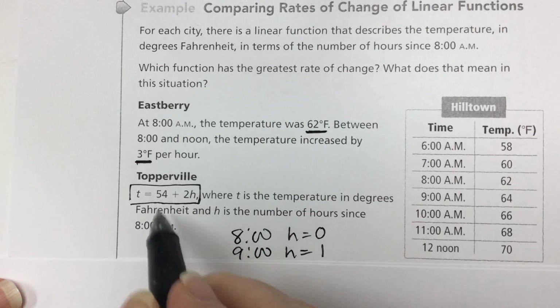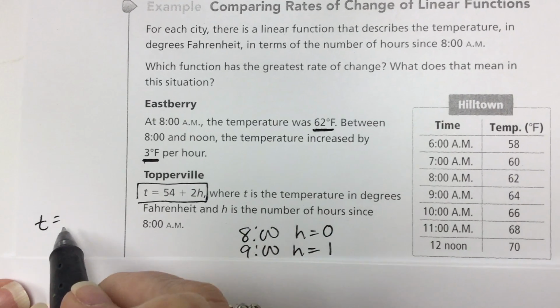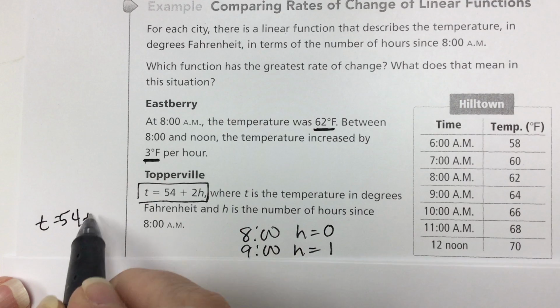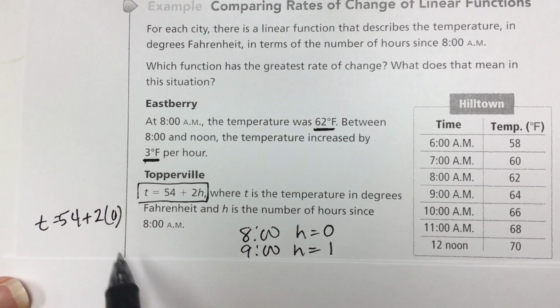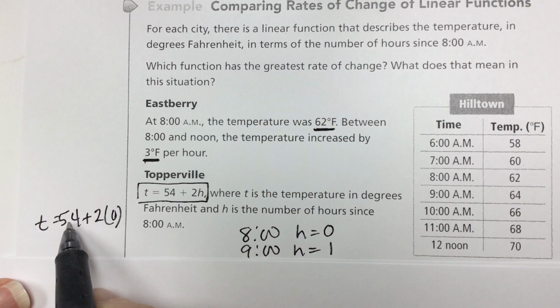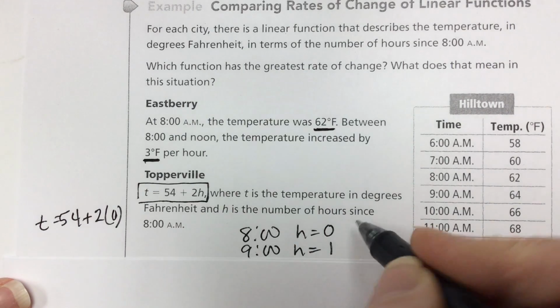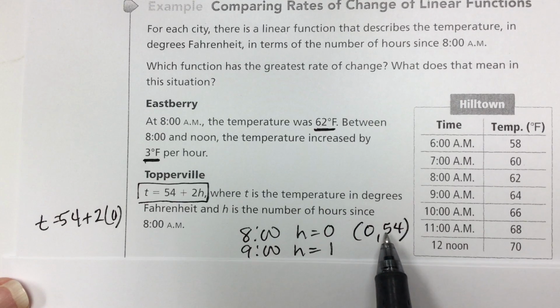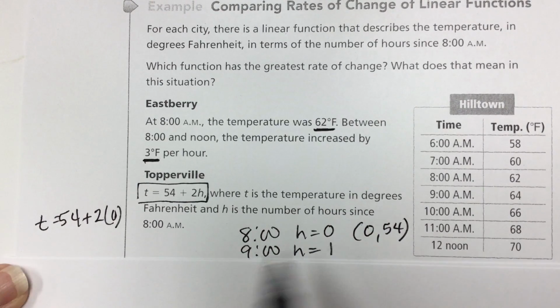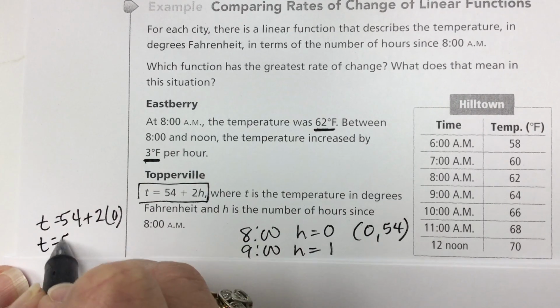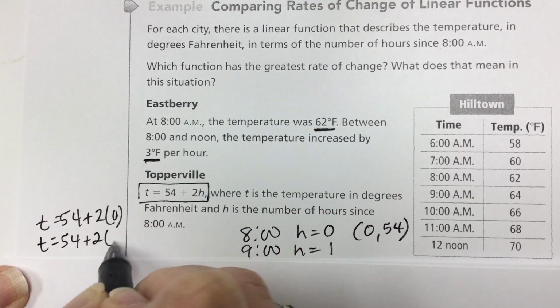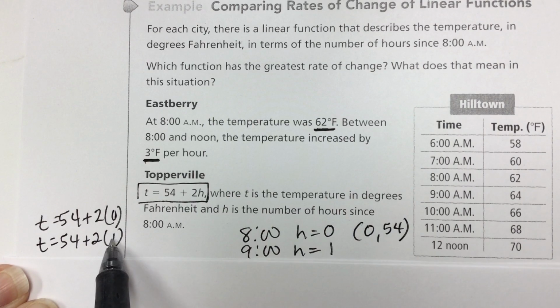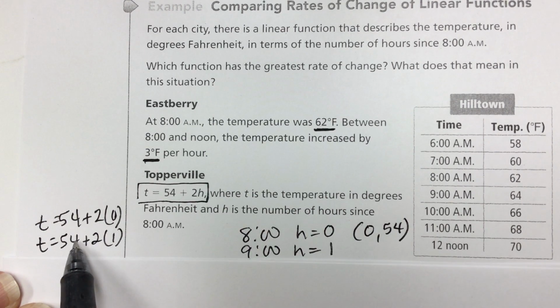So if we plug in H is 0, we'd have T is equal to 54 plus 2 times 0. Well, 2 times 0 is 0, plus 54 would be 54. So the point (0, 54) would be the initial value or your y-intercept. Now if we plug in 1, T equals 54 plus 2 times 1. Well, multiplication first. 2 times 1 is 2. What is 2 plus 54?